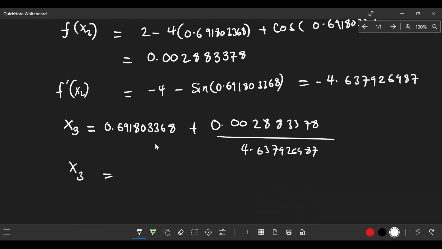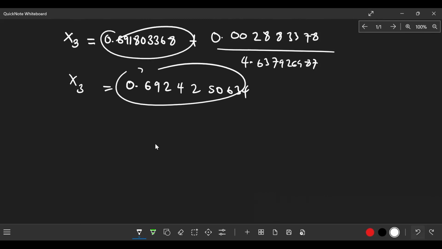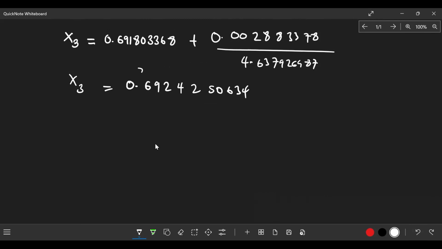0.69242250634. Okay, now let us check again this condition. The present minus the previous divided by the present, right? So remember the condition you're checking. 0.692 now becomes the present.